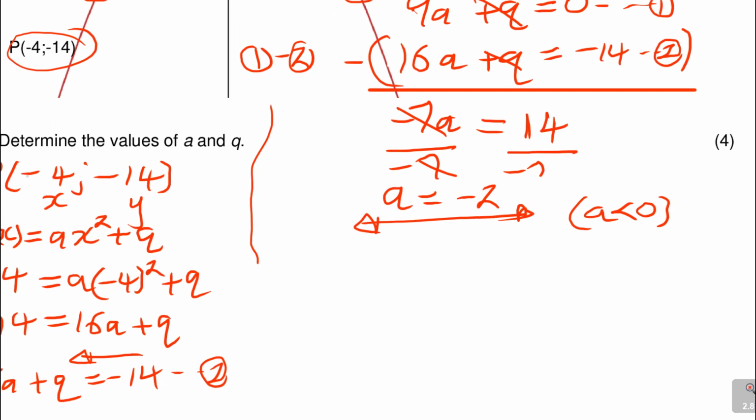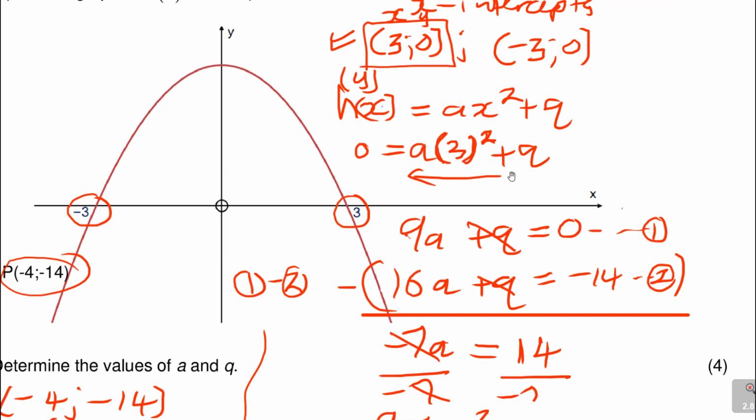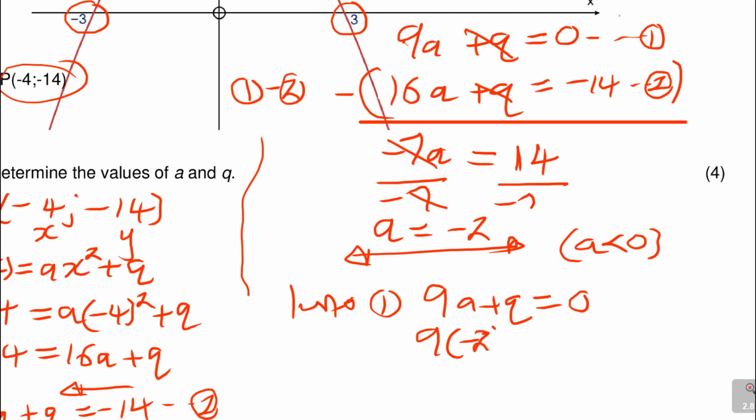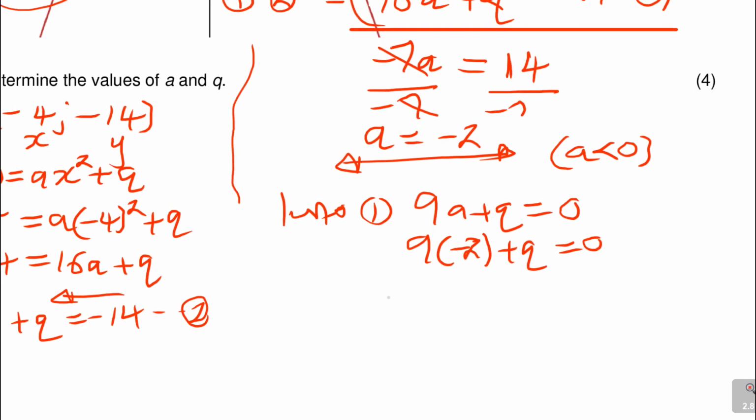So we can now take equation 1, which is 9a plus q equal to 0, but we know our a. 9 times negative 2 plus q is equal to 0. Take that to the other side. 9 times negative 2, what is this? This is negative 18, am I right? Plus q is equal to 0. So what is q? Q is equal to positive 18.